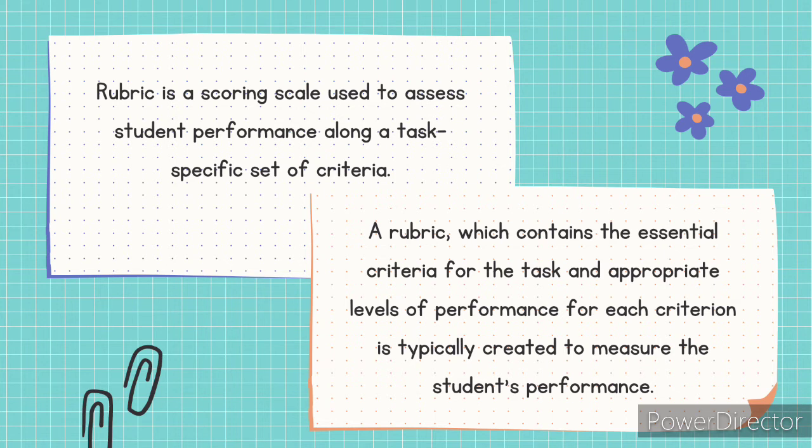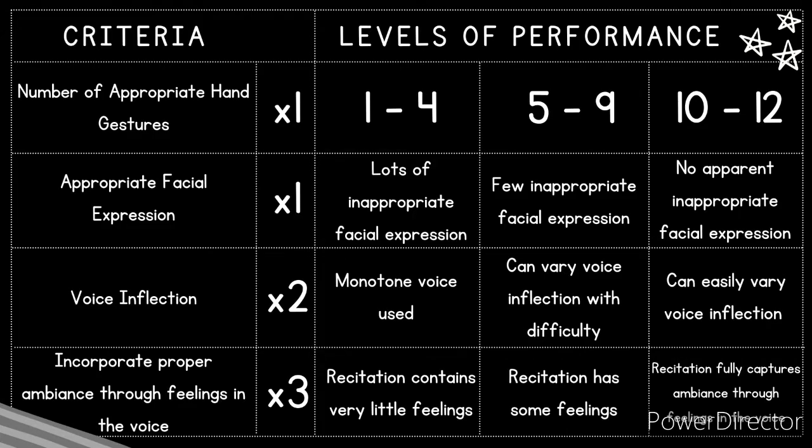To measure student performance against a predetermined set of criteria, a rubric or scoring scale which contains the essential criteria for the task and appropriate levels of performance for each criterion is typically created. For example, the following rubric covers the recitation portion of a task in English. As in the example, a rubric is composed of two components, criteria and levels of performance. Each rubric has at least two criteria and at least two levels of performance.